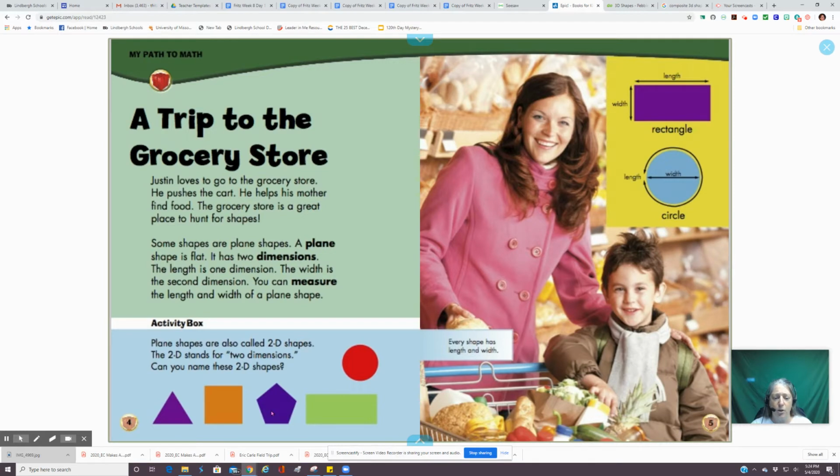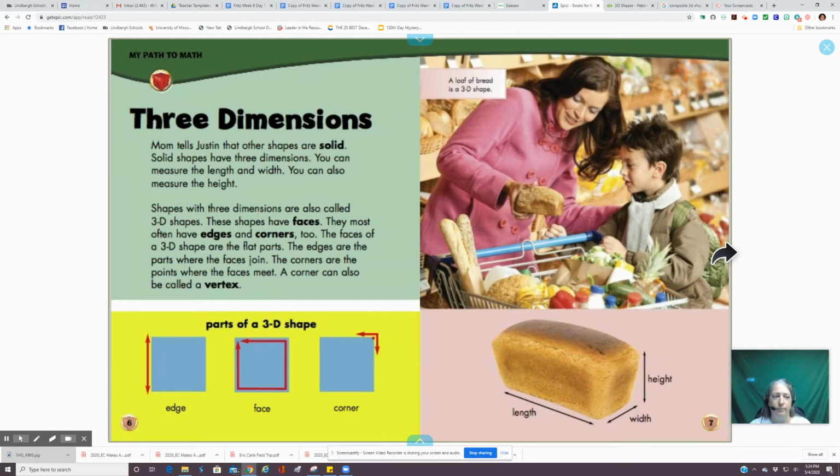This one we didn't talk too much about. It's a 5-sided shape called a pentagon. We've talked about rectangle and we talked about circle. Every shape has length and width, and they show you a little picture here about how to measure the length and width of a rectangle and the length and the width of a circle. Circles are tricky to measure.